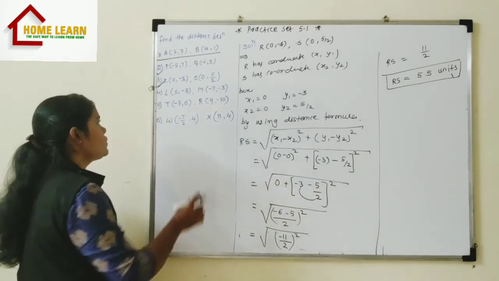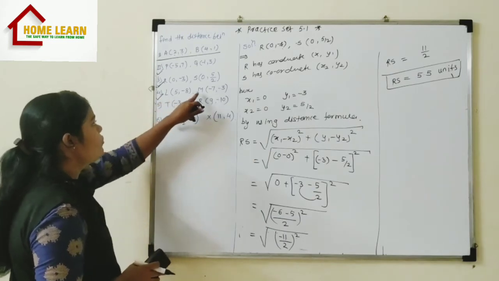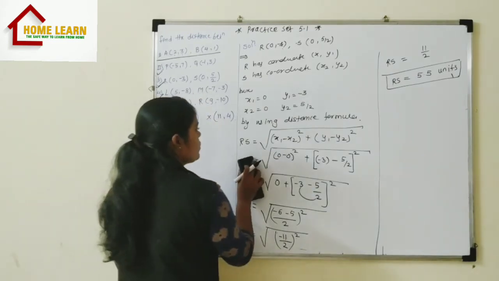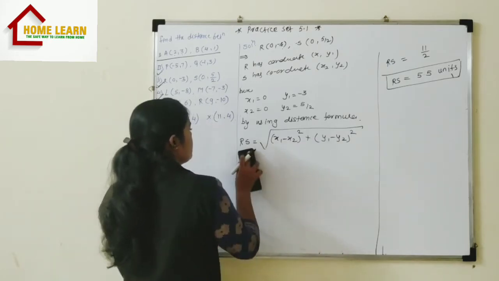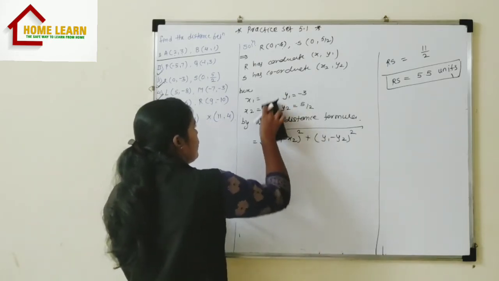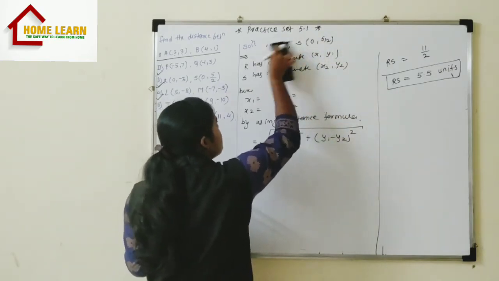Let's see the solution for the next, that is the fourth: point L and point M. Only the rough work for those points.